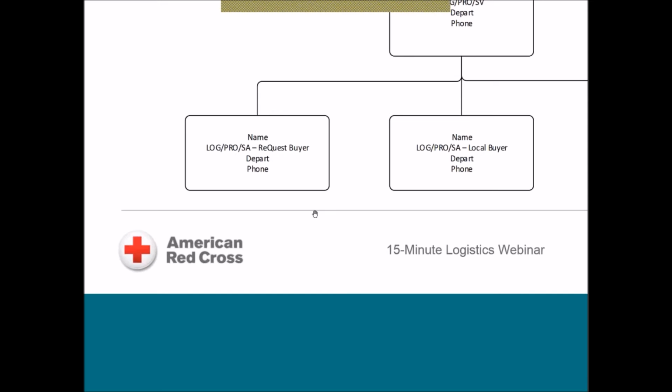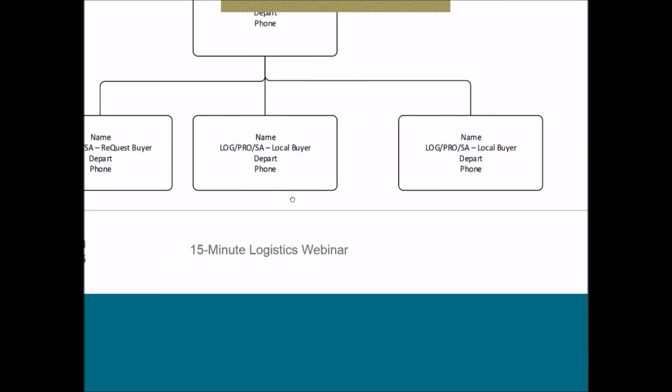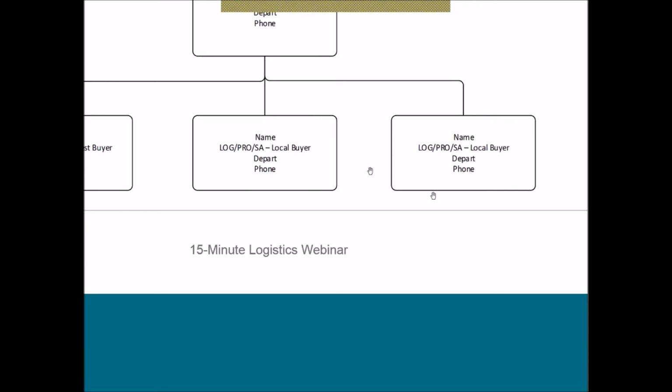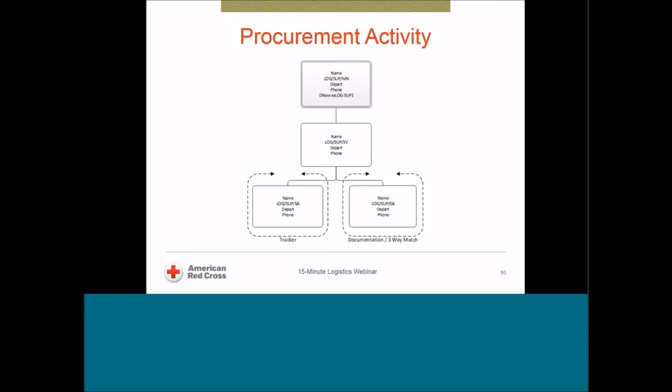I'd like to put the request buyer in with procurement. There's no hard rule on where that is. I think using request as a procurement function, some people say it's a supply function. Then we'd have a couple of local buyers who would be out there buying things locally, doing pickups of local items and things. So that's the procurement. I still have a couple more I need to go through.